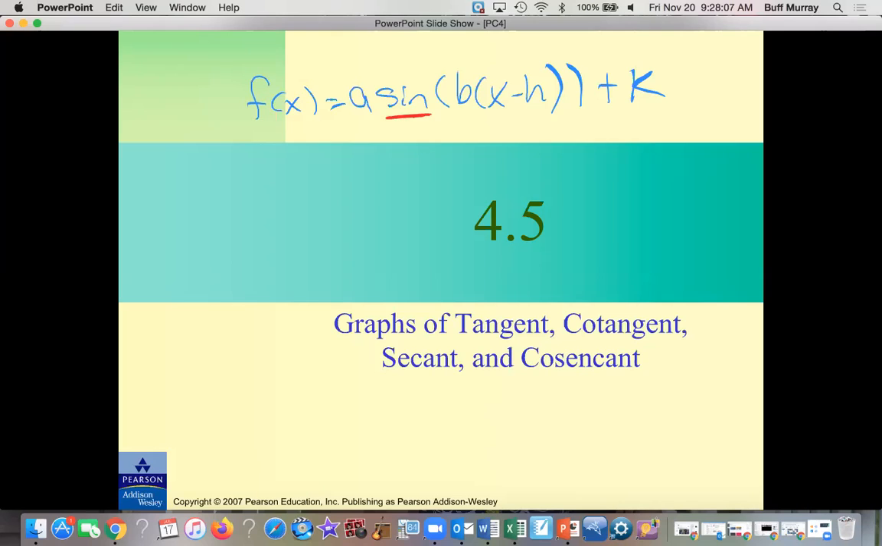but we could also replace that with cosine, right? And it would still be considered what's called a sinusoid. Still what's considered a sinusoid.